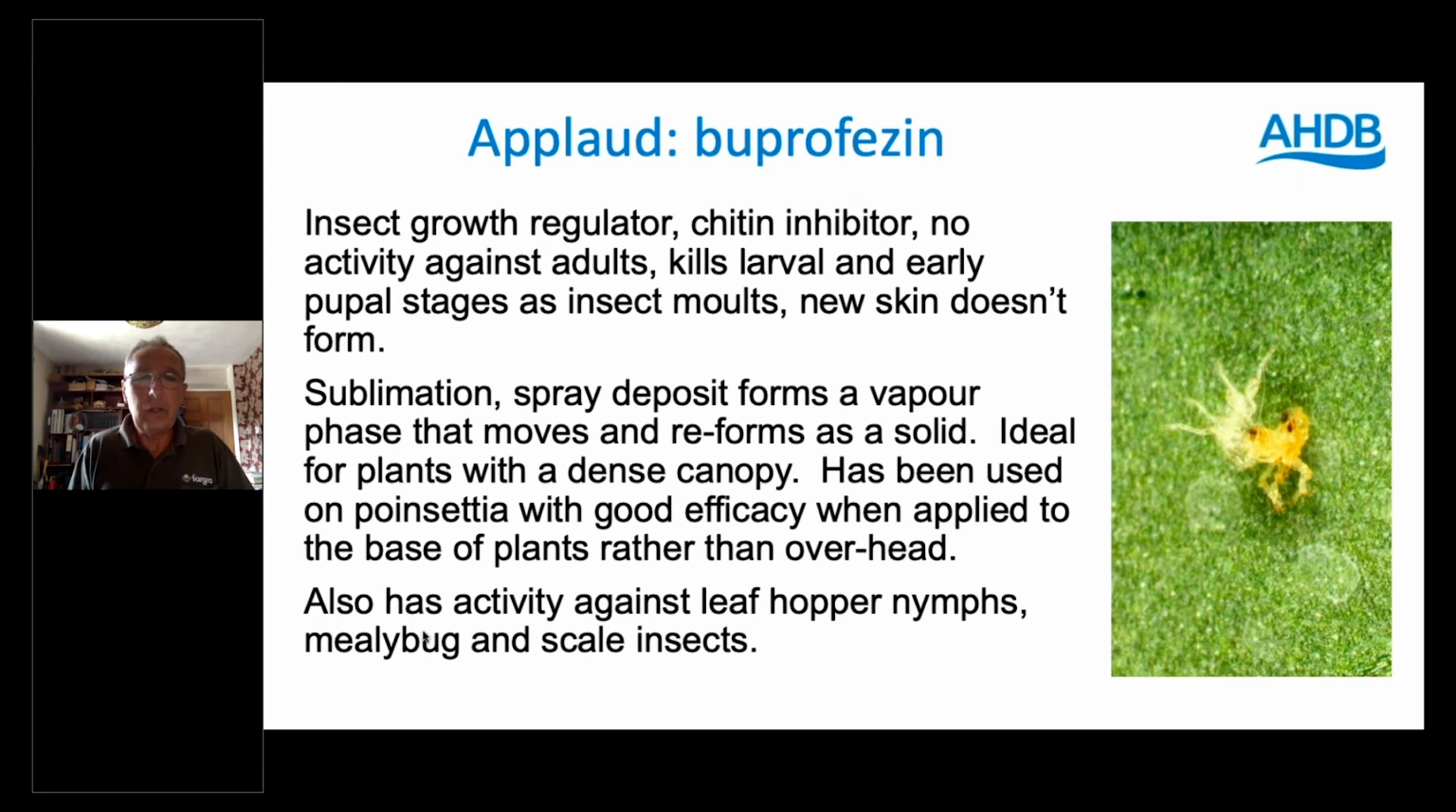That dry residue will reform on other parts of the canopy. And as I said in the notes there, it's ideal for plants with a dense canopy. I've used it on poinsettias with very good results and absolutely no crop damage whatsoever. However, be aware that if you apply it to the top of the plants when the bracts are showing, you could end up with a grey or milky deposit on the plants. Aim it at the base of the plants and you will get a much better result, and it will vaporize and vapor up through the canopy and kill the larval stages.